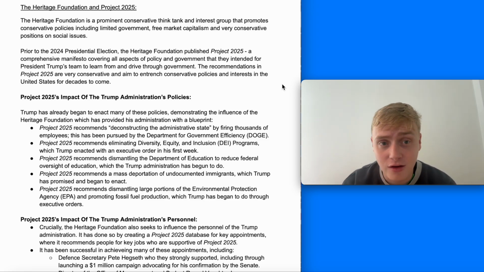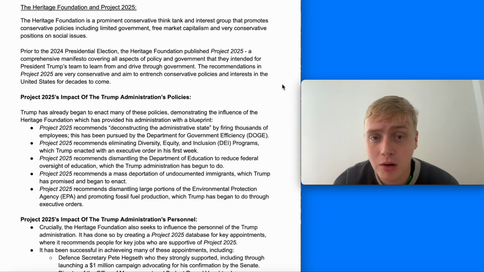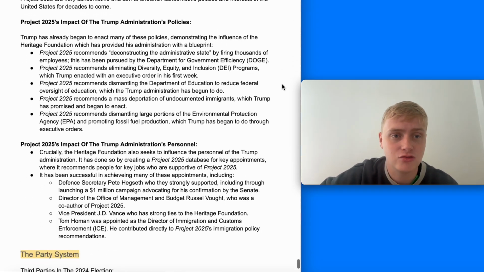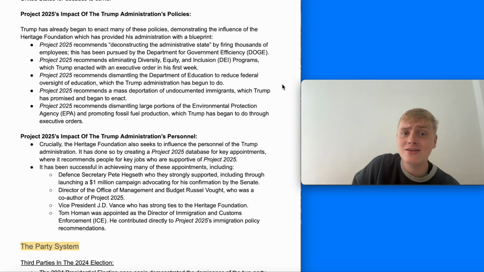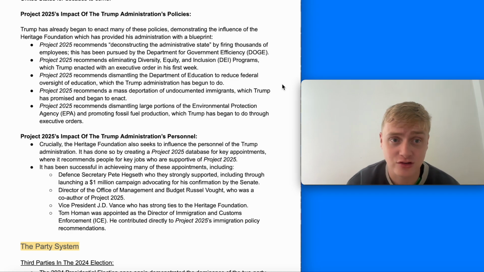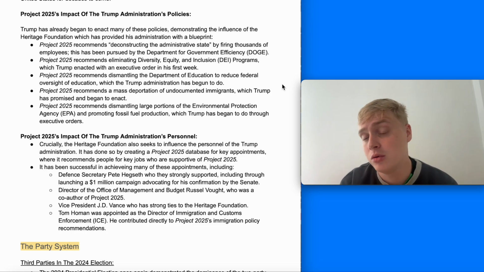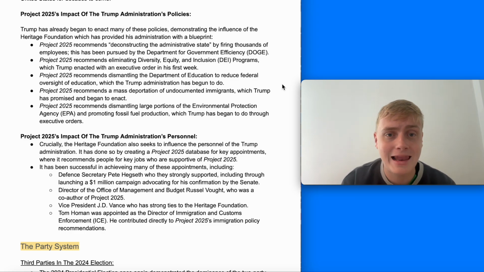And they're really conservative and effectively aim to entrench conservative policies and interests in the United States for decades to come. And we can see that they've had a real impact on the Trump administration. Trump's already began to enact many of these policies. So Project 2025 recommended deconstructing the administrative state by firing thousands of employees, particularly those who didn't support the Republican Party. It's been pursued by the Department of Government Efficiency, led by Elon Musk.